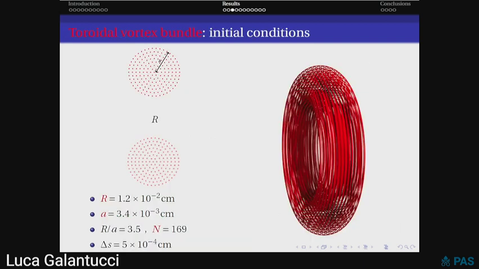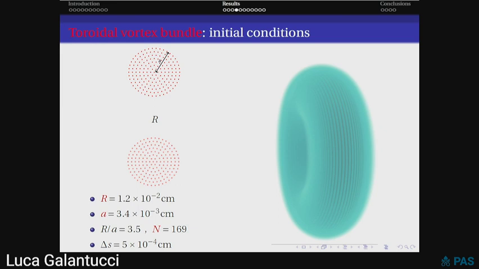To model this, we started with an initial condition for the superfluid vortex bundle. We created a toroidal vortex bundle of superfluid vortices with a hexagonal regular lattice. Here I want to stress that, for computational constraints, the number of vortices, the big radius R and the small radius A of the torus are one order of magnitude smaller compared to experiments, but the ratio between the two radii is the same.